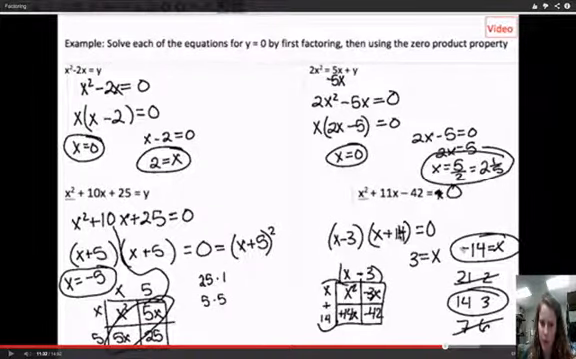Now, what are the roots that make that true? What makes this 0? 3 does. So 3 is one of our roots. What makes this 0? -14 does. So the other root is -14. That will be something that a lot of you forget. A lot of you will get to this point, and then you'll think your roots are -3 and 14 when they're actually the opposite. Roots are what make the problem 0.